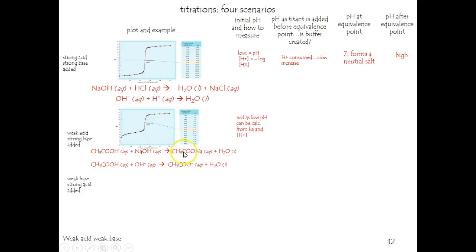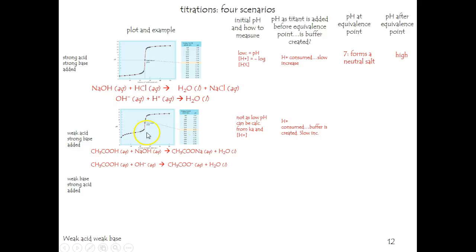This is classic buffer type problems, which we've learned how to solve. As you add the titration, you add the titrant, which means hydroxide. Is a buffer created? Yeah, because you're making the acetate in this case. And the buffer is created. You have a slow increase throughout this range.